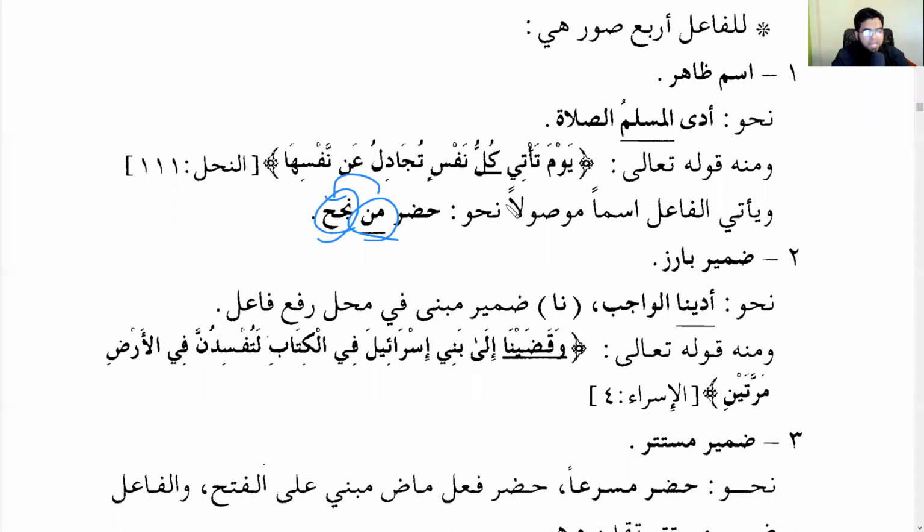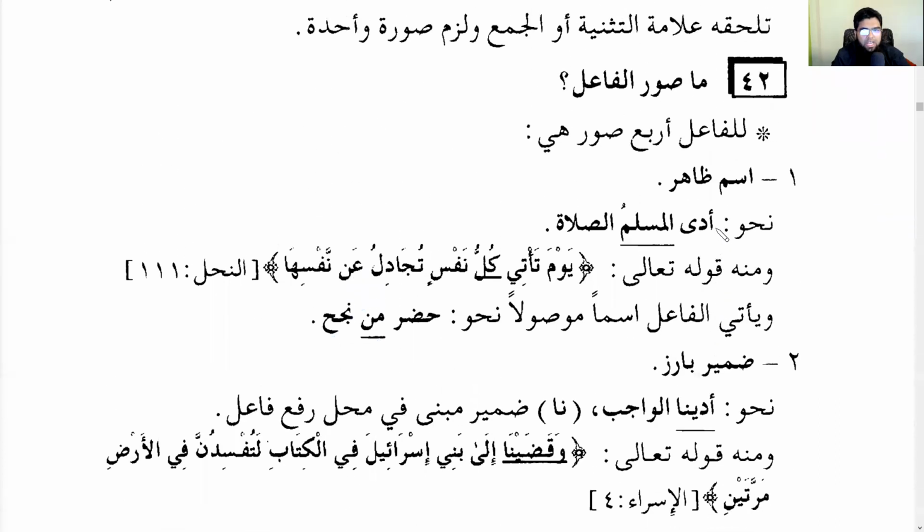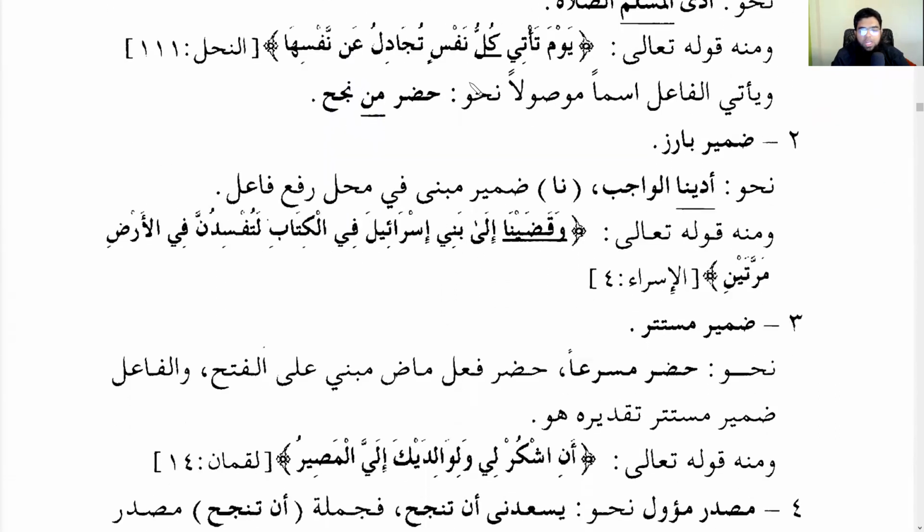And they have damirun barizun. So the second fa'il could be a pronoun. Damirun barizun, apparent, you can see it. Nahnu addayna al-wajib. We perform the wajib, the obligatory salah or whatever. Here the na of damir mabniun fi mahalli raf fa'il. So the damirun muttasilun, attached pronoun, and it is mabni fi mahalli rafa. We don't say marfu, right? We say fi mahalli rafa fa'ilun. It is the fa'il. Addayna al-wajib.